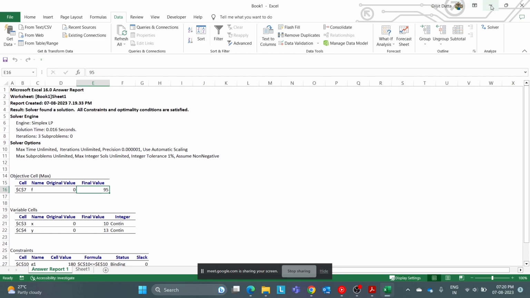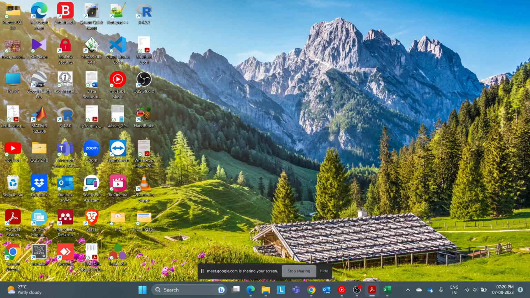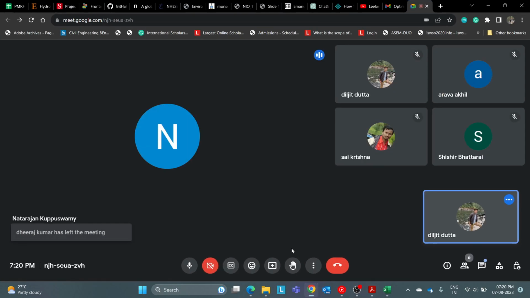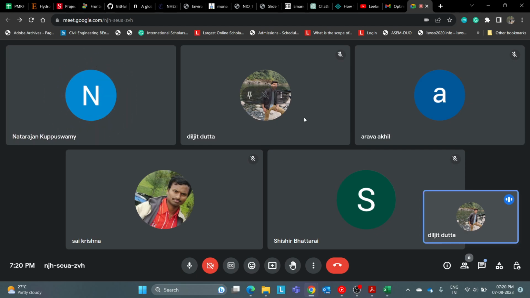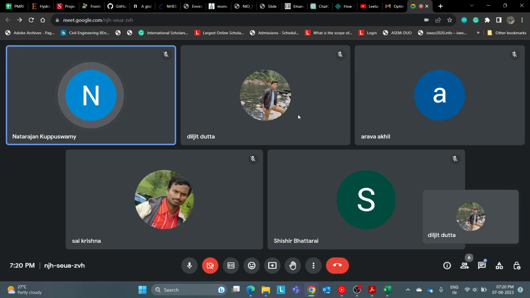Okay, I hope this is clear now. While selecting the variables, you can select them one by one, or you can select both at a time. Just select the cells in Excel. Here there are two variables. If there are more than two, you can select all the variables and put them in the Solver together. But for the constraints and the equations, you have to select them one by one, not together. Okay.